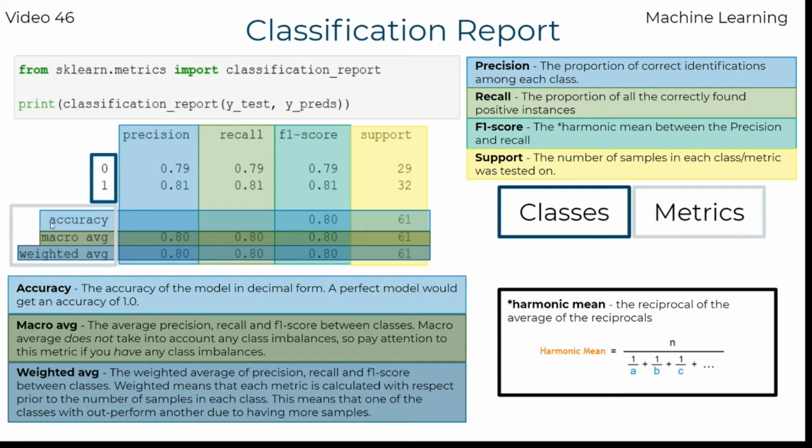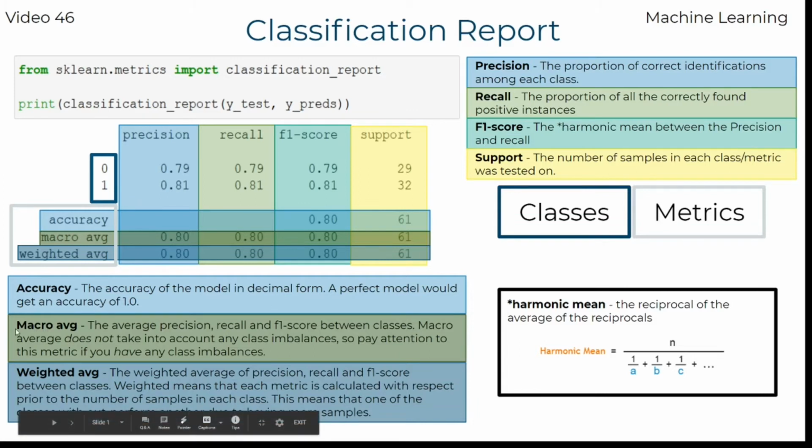Now let's move on to these bottom three metrics. We've got accuracy, which we've come across before. It's just the accuracy of the model in decimal form. Here it says the accuracy was 0.8, which isn't actually a bad score. And for support, it was tested on all 61 samples of our whole data set. So there are 61 samples in our y_preds and y_test, and that's why it says 61 there. For these next two, they use 61 as well.